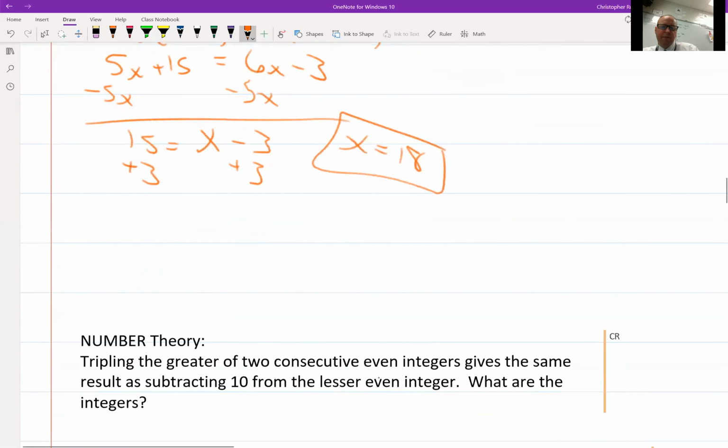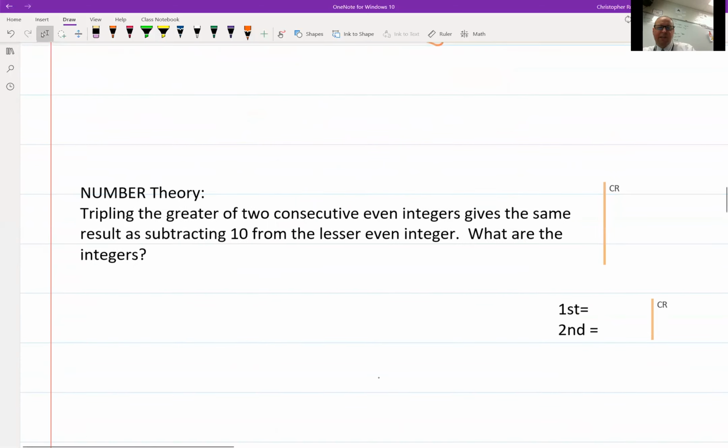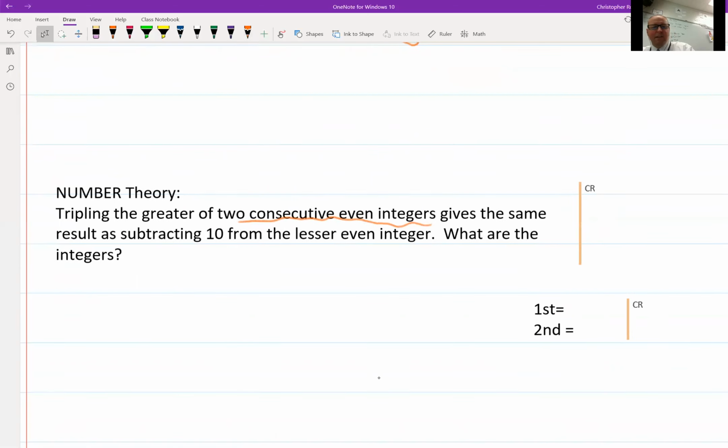What else do we have? Ooh, consecutive even integers. Nice. Okay, so tripling the greater of 2. All right, well, I'm not even going to get it to that point. How do I set up consecutive even integers? The first number, I don't know. The next number, right, even integers, 2 to 4. So that's an x plus 2. All right, so this is our setup.